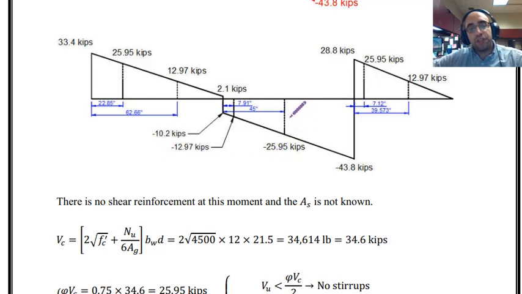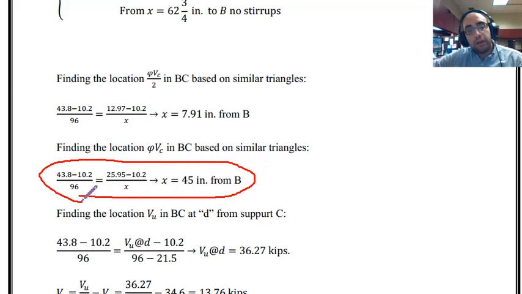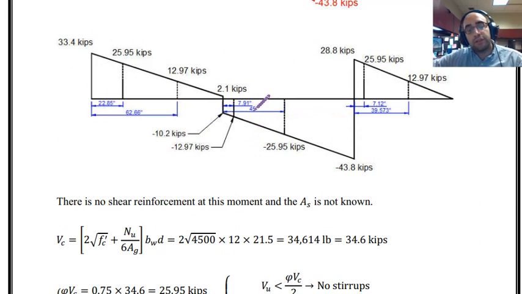Now, based on similar equations, I can find the location of having Vu equal to phi Vc. The triangles that I need to consider right now are these. The first one is this one. For this one, I can say this side, which is equal to 25.95 minus 10.2, over this side, which I'm going to consider as X because I want to find the location. This is one triangle, and the other triangle is the bigger one. For this one, we can say this side, which is 43.8 minus 10.2 divided by 96, and that is shown over here. Based on this, I can find the location where the amount of shear is equal to phi Vc, and that is located at 45 inches from point B. As you can see, that is the 45.